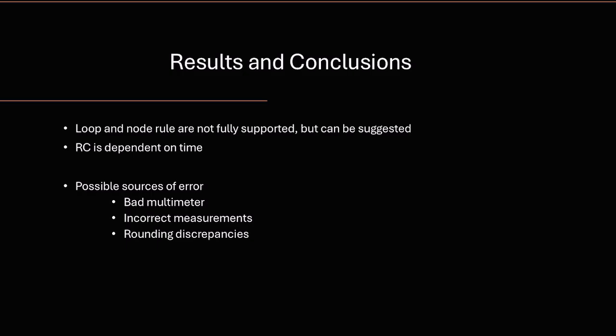Potential sources of error include a bad multimeter, which sometimes had difficulty measuring current, incorrect measurements due to inexperience in lab, and rounding discrepancies when calculating the theoretical values.